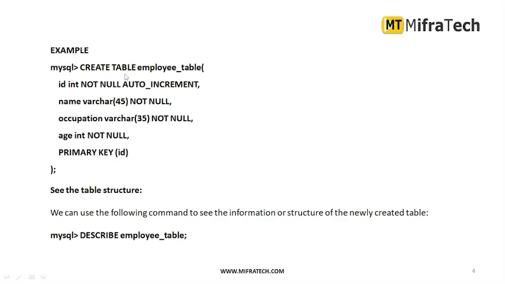MySQL create table employee table: ID int not null auto_increment. Here you can see ID as a value and int as a data type, and name varchar as a data type, not null constraints. Occupation varchar, and age int not null, primary key ID. Here the constraint has been declared as a primary key, and that goes to ID.